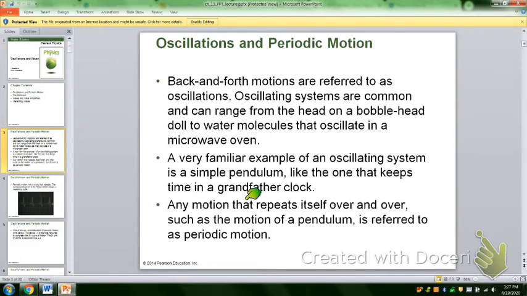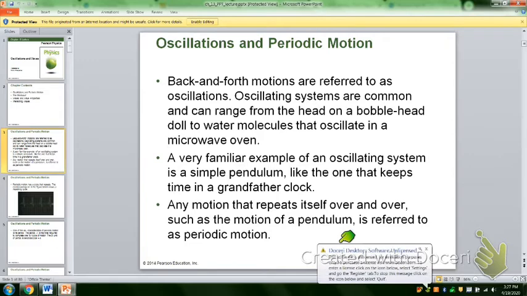And so you can see any motion that repeats itself over and over, such as the motion of a pendulum, in other words, something that's oscillating, is referred to as periodic motion. So periodic motion is motion that repeats itself over and over, like a pendulum, like dribbling a basketball. A yo-yo would be a good example of periodic motion.